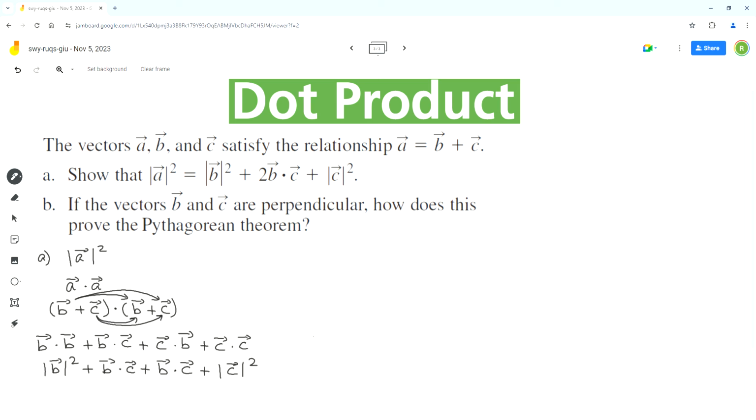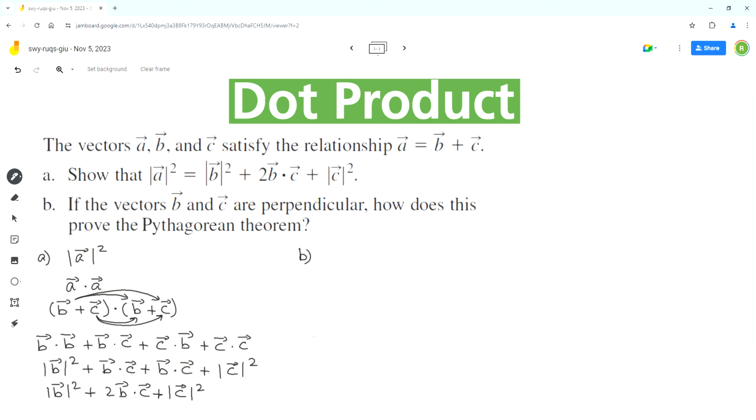Now we can combine the terms B dot C and B dot C. So we get 2 B dot C. So this is the right side of the given equation. So that proves the equation is true. So we are done with part A.